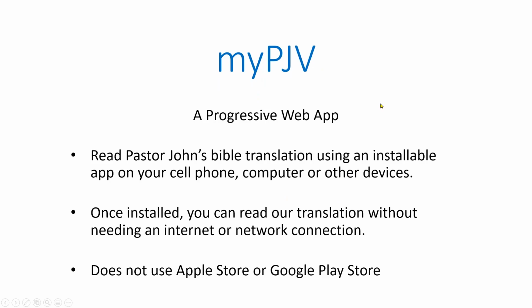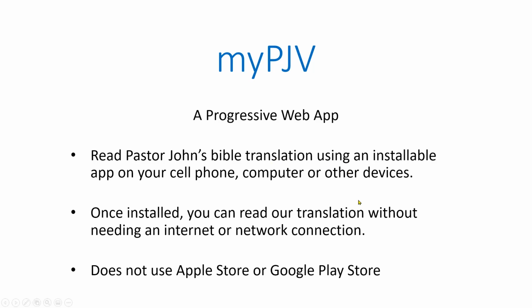myPJV is what they call a progressive web app. Don't need to worry too much about what that means, but it will allow you to read our Bible translation using an installable app on your cell phone, computer, or other device. Once it's installed, you'll be able to read our translation without needing an internet or network connection.